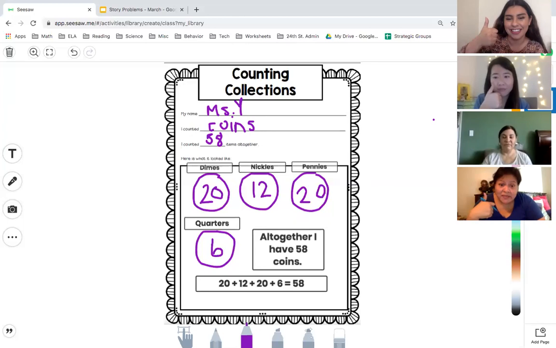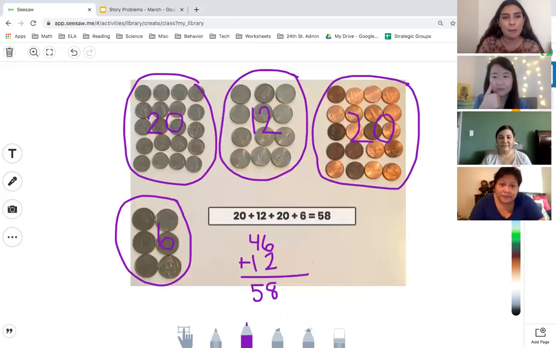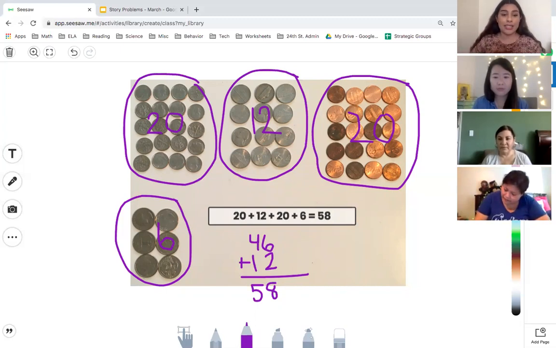Good. Yeah. Really good. So this was a step-by-step for you, just to remind you of what we're expecting when we do counting collections. So you are going to be getting a new picture just like this, maybe with a different item of coins, number of coins, and you are going to show your work on the picture and on your recording sheet, okay? So we want to see amazing counting.